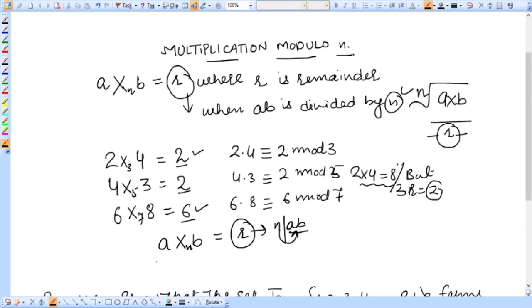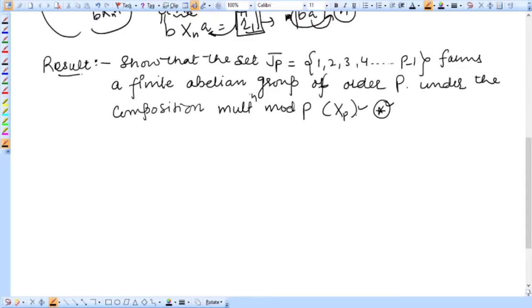Secondly, you see, b multiplication modulo p a is equal to r1, where r1 is the remainder when ba is divided by p. Both of them are equal because they leave the same remainder, because ab is equal to ba always. Therefore, the commutative property is true in this case. Abelian property, or commutativity of this group, is done.